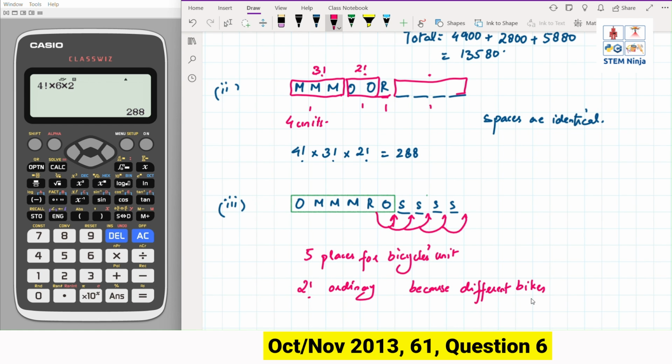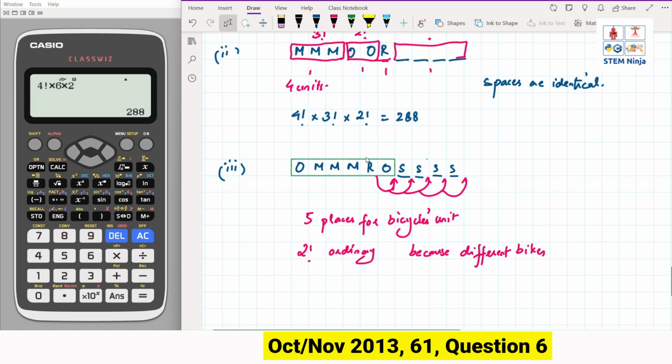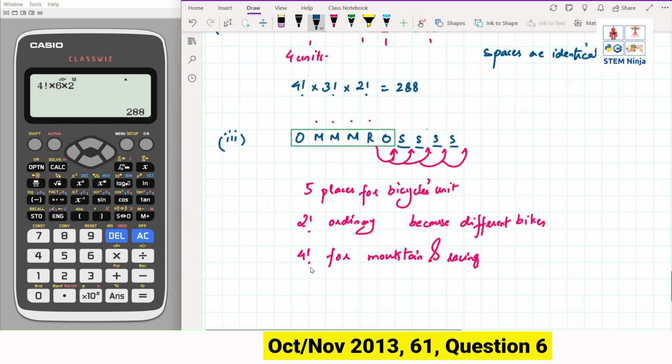And similarly, we have the rest 4 factorial for the mountain and the racing bikes also. So 4 factorial for mountain and racing bike. Okay, so it's just simply 5 times by 2 factorial, 4 factorial. So 5 times by 2 times by 4 factorial would be 240.